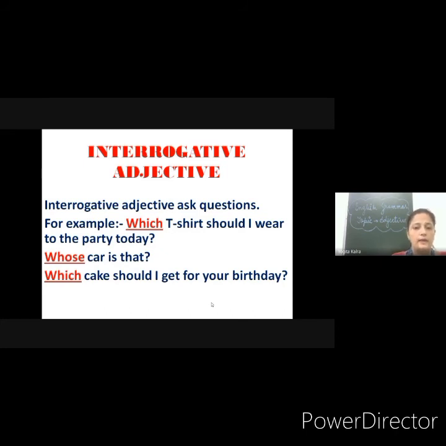Which cake should I get for your birthday? Now here cake is the noun and the question is asked about the noun. So the word which becomes the interrogative adjective. Now children, I hope you have understood all the 5 kinds of adjectives, that is adjective of quality, adjective of quantity, adjective of number, demonstrative adjective and interrogative adjective. So it is well illustrated by all the examples.